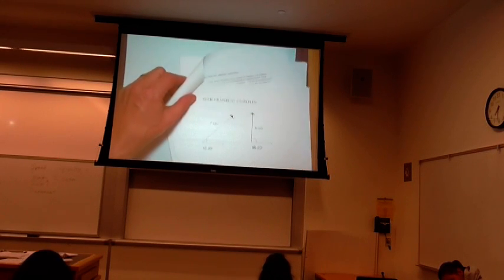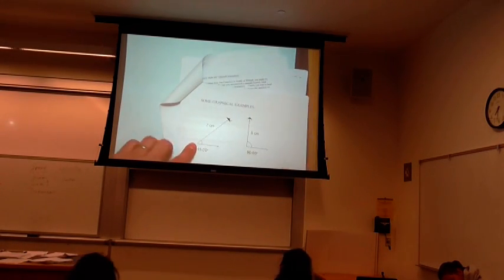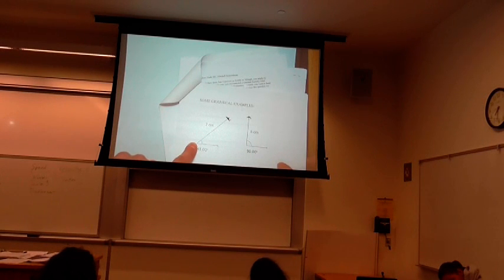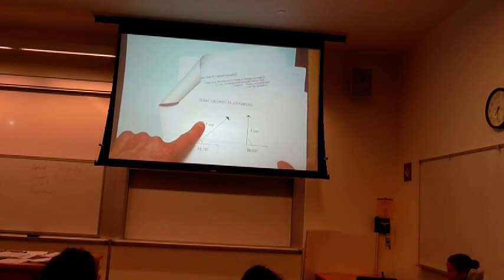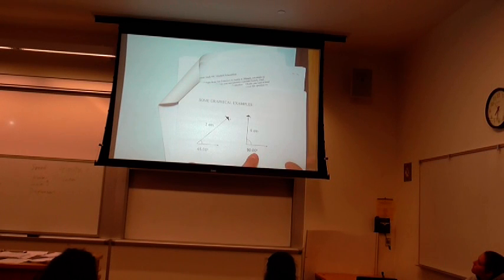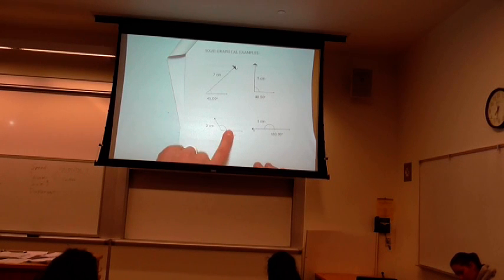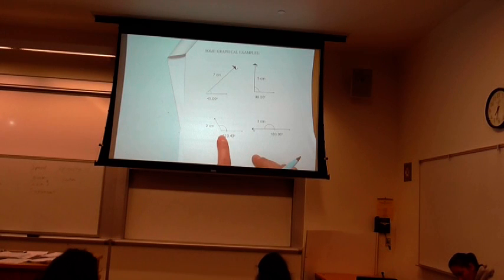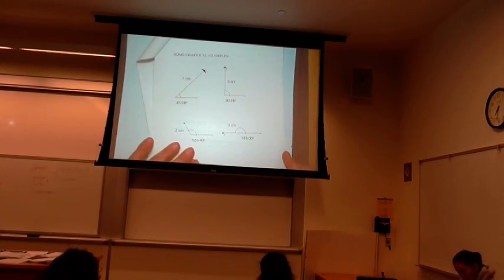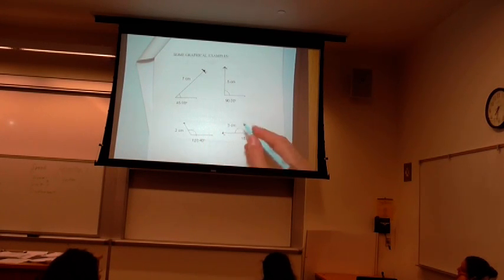Here's some graphic examples. Here's a vector. Its magnitude is 7 centimeters. Its angle is 45 degrees. Here's a vector 90-degree angle, 5 centimeters. We also can have an obtuse angle, 120 degrees, 2 centimeters, or a vector pointing back the opposite direction is 180 degrees, and all the way around.